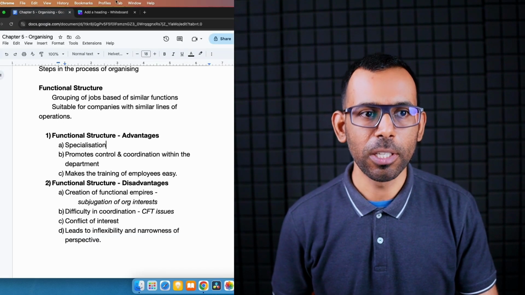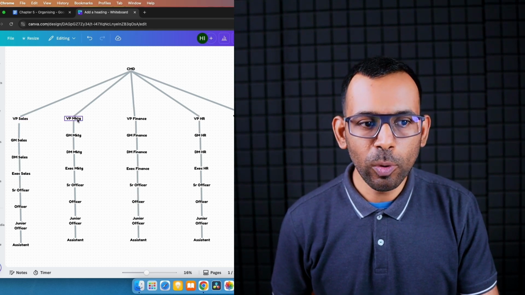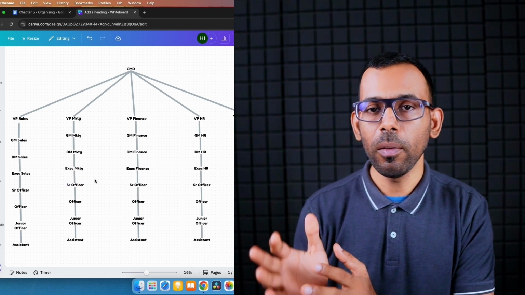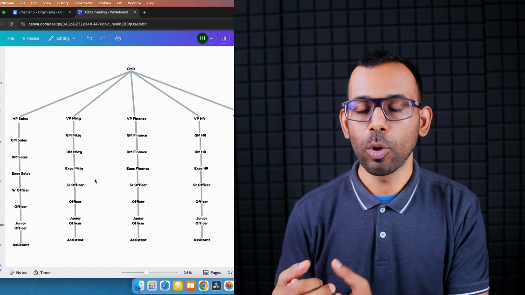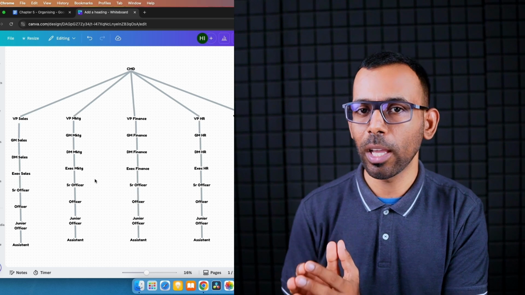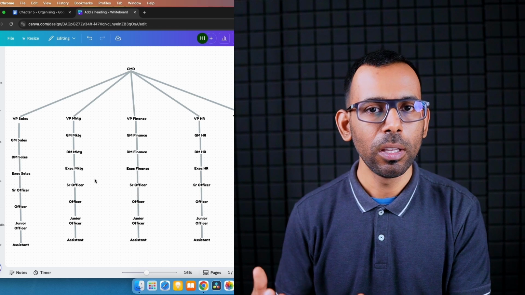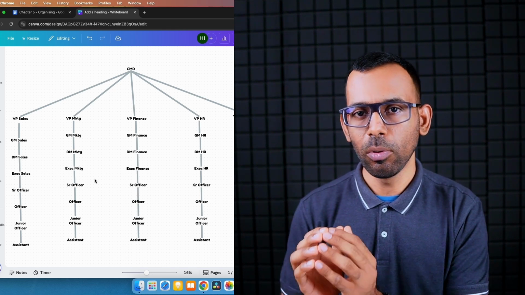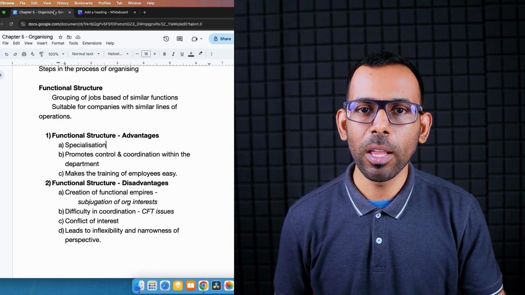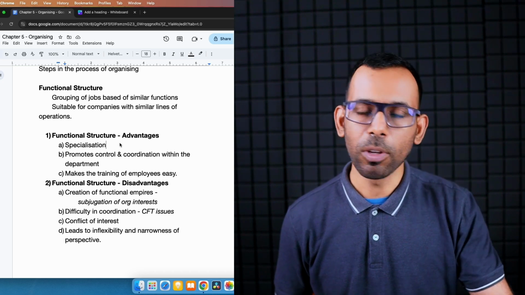The first point is specialization. Because functions are divided based on similar jobs, a person who gets recruited as marketing can be anywhere in the hierarchy, but his job will be restricted to only the marketing function. So when I became a CA, I went into the audit function in a company. So my job was only to take care of the audit process alone. So I did not interfere with the marketing process. I did not interfere with the accounting process. My job was only to take care of the audit function of that company. So that means because I was doing a similar nature of work again and again, it led me to become a specialized person in the area of audit. So that was the first point.